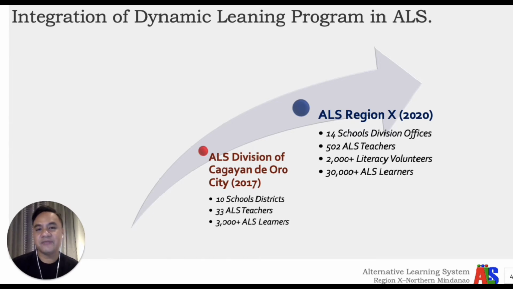To name them, we have Bukidnon, Camiguin, Cagayan de Oro City, El Salvador City, Gingoog City, Iligan City, Lanao del Norte, Malaybalay City, Misamis Occidental, Misamis Oriental, Oroquieta City, Ozamiz City, Tangub City, and Valencia City. This will really involve 502 of our ALS teachers and the 2,000-plus literacy volunteers, and hopefully this will translate to our 30,000-plus ALS learners for the current school year.